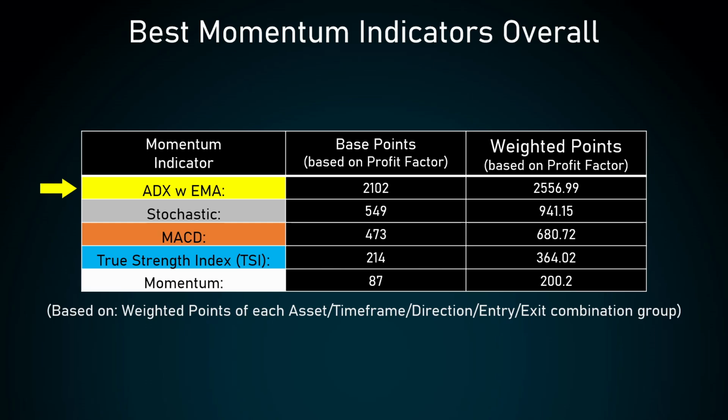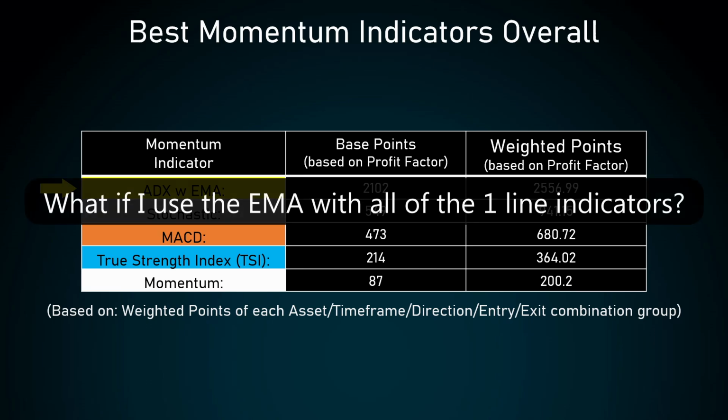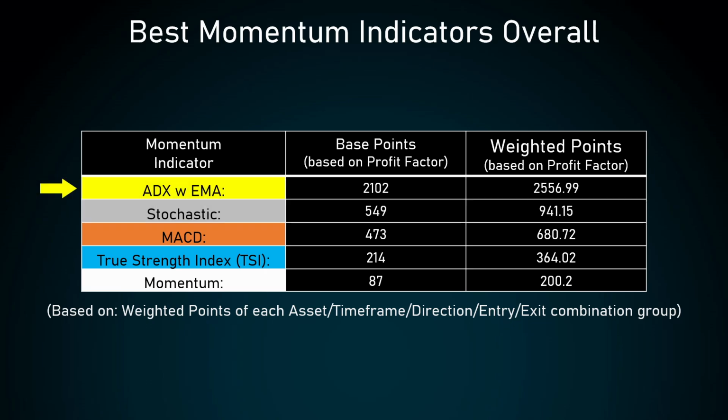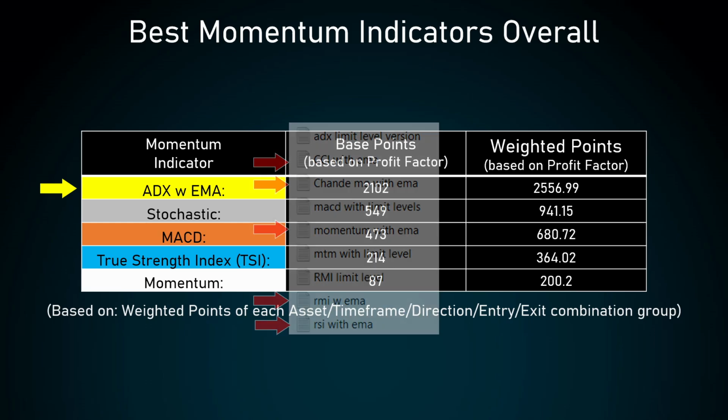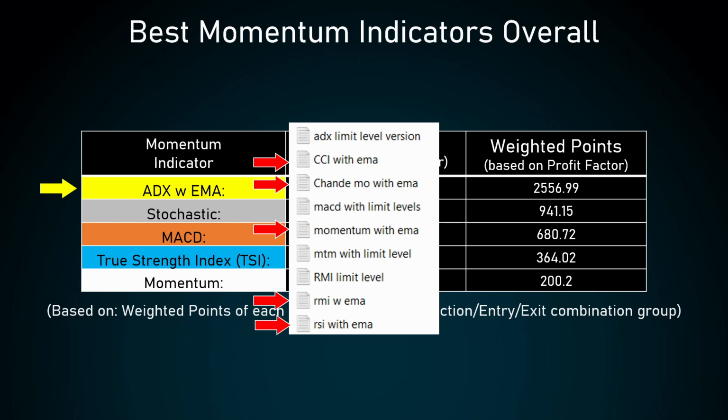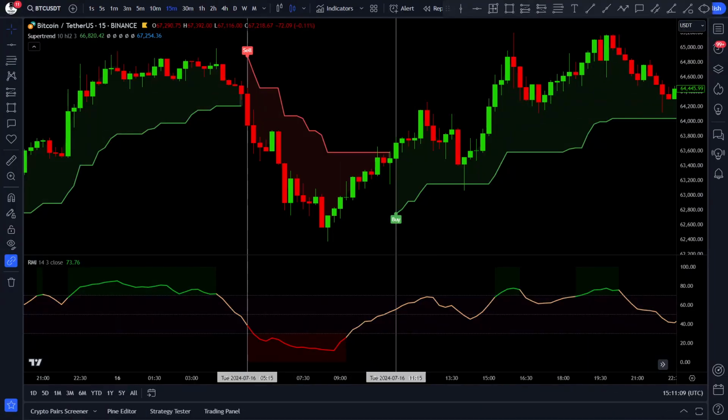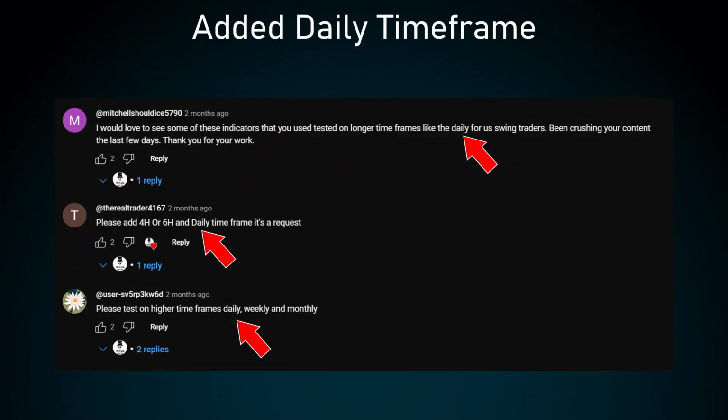So I had an idea. What if I use the EMA with all the one-line indicators, just like with the ADX? Maybe they will give better results too? I did exactly that. For every one-line indicator I tested in the first part, I created an EMA version, and for every two-line indicator, I created a limit level version. So for this part 2 video, I backtested these modified versions, plus I brought one new indicator, the relative momentum index. Besides that, in the comment section, many of you requested a daily chart backtest, so I did that too.